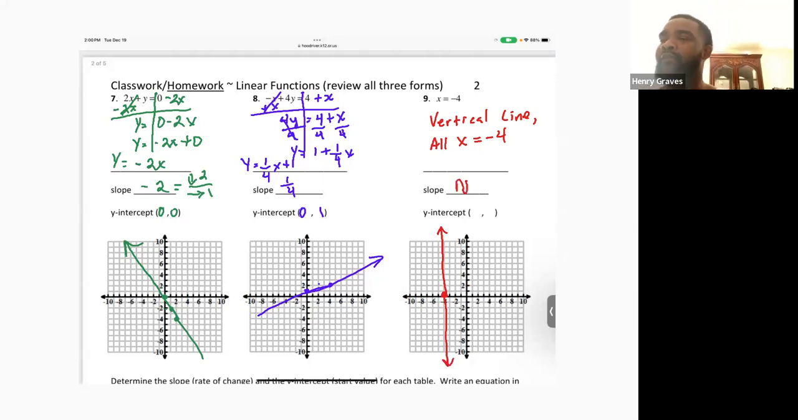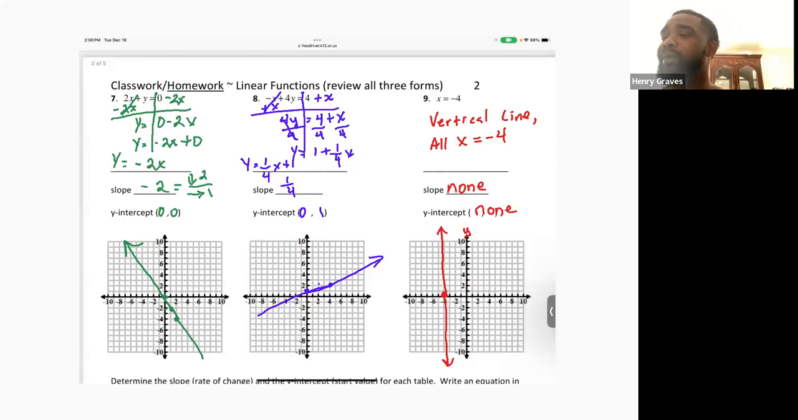And if you notice, that vertical line does not touch the y-axis. This is the y-axis right here, right? So that means my y-intercept is also none. So you have no slope and no y-intercept. So your equation is going to be just x equals negative 4.